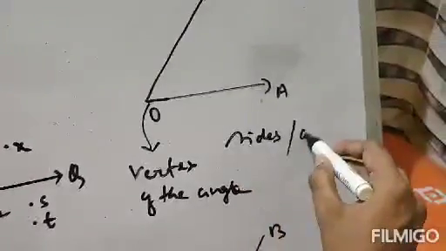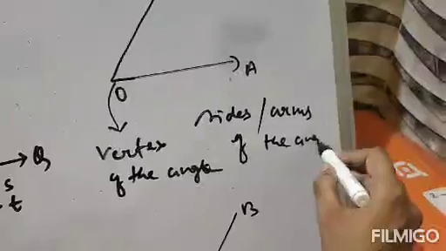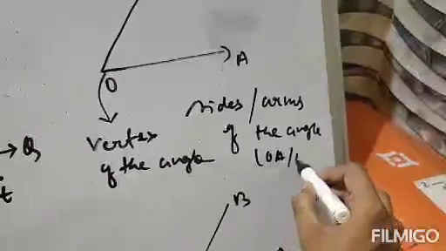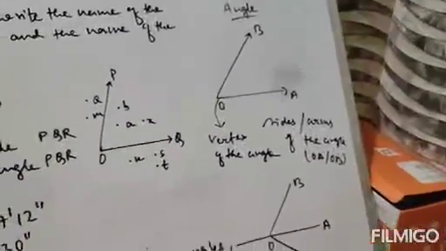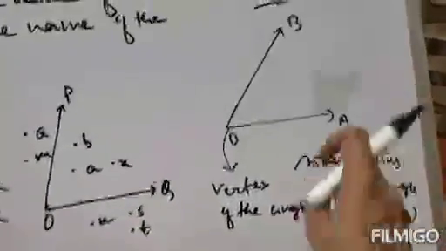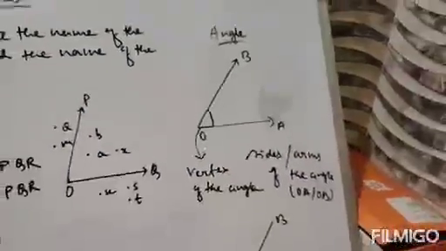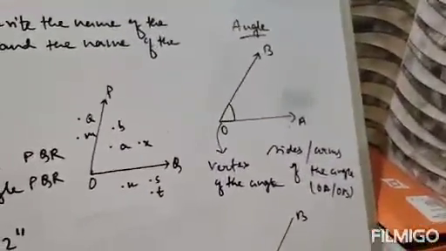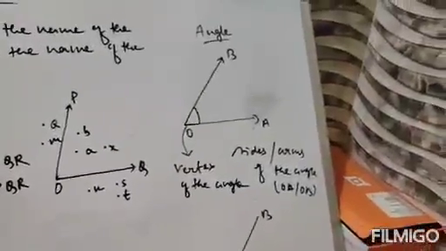Both these rays, OA and OB, are called sides or arms of the angle. Clear? Now, this is the angle when two rays meet at a fixed point, that is O. Ray OA and OB, when they start from a fixed point, then an angle is formed. Here the angle is AOB.